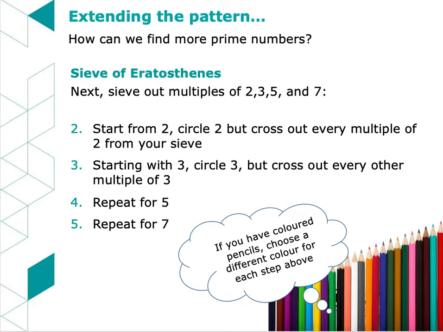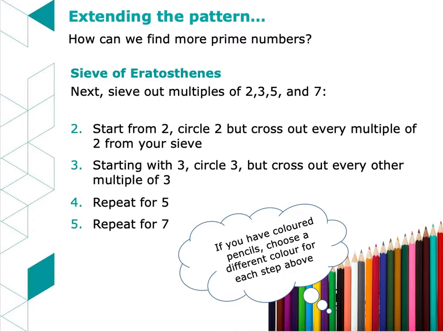Look for patterns of multiples on the grid that are of interest. This will help you to sieve out each multiple with relative ease and get you to do it a bit quicker. So number 2, start from 2, circle 2, but cross out every multiple of 2 from your sieve. So that would be 4, 6, 8, 10, 12, etc. going all the way up to 100. Essentially all your even numbers.